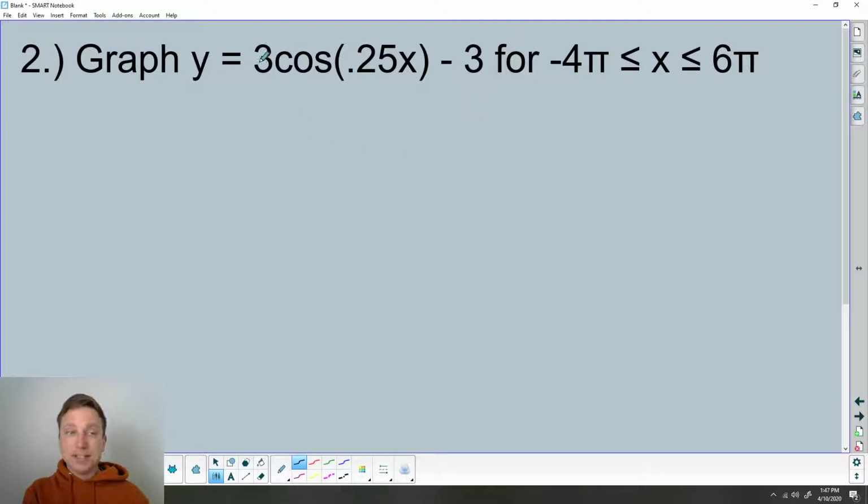So the 3 is actually a vertical stretch by a factor of 3, which changes our amplitude. The 0.25 is actually a horizontal stretch by a factor of 1/4, or a factor of 4 if we want to think about that in terms of the reciprocal. And then finally, -3 is a vertical translation 3 units down.